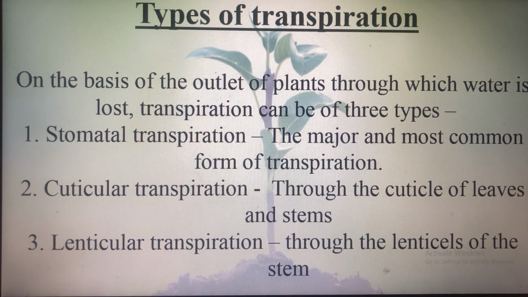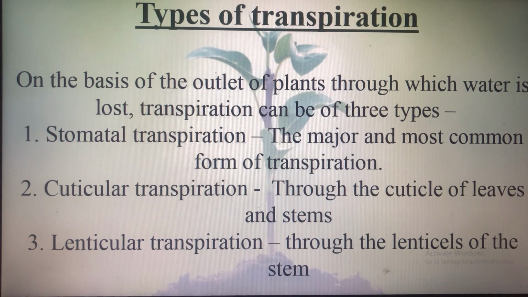Next is cuticular transpiration. A plant cuticle is a protecting covering of the epidermis of leaves, young shoots and other aerial plant organs. So it is a covering of the aerial parts of the plant. Cuticle is a covering. It is made up of lipid and some hydrocarbon polymers. So when water loss occurs, so transpiration occurs through this cuticle, then it is known as cuticular transpiration.